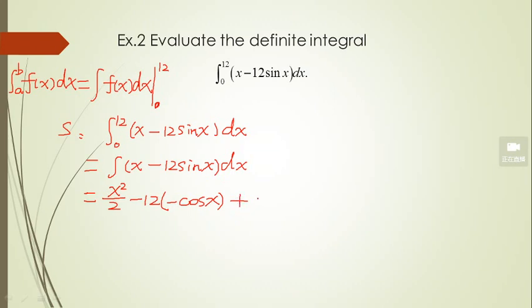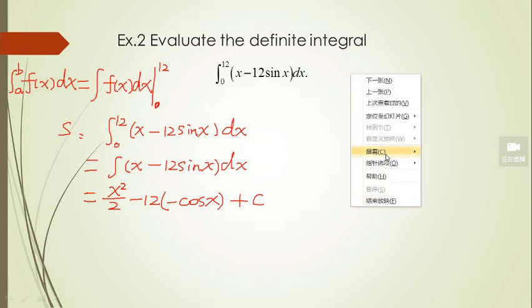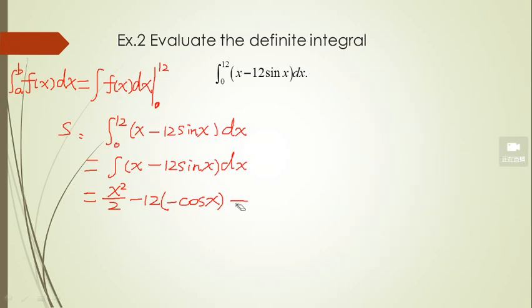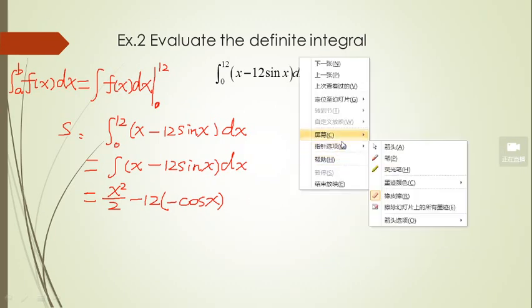You can plus the constant c here, but later we will do the subtracting at the two endpoints. So c and c will be cancelled out. So here, there is no need to write c, okay?